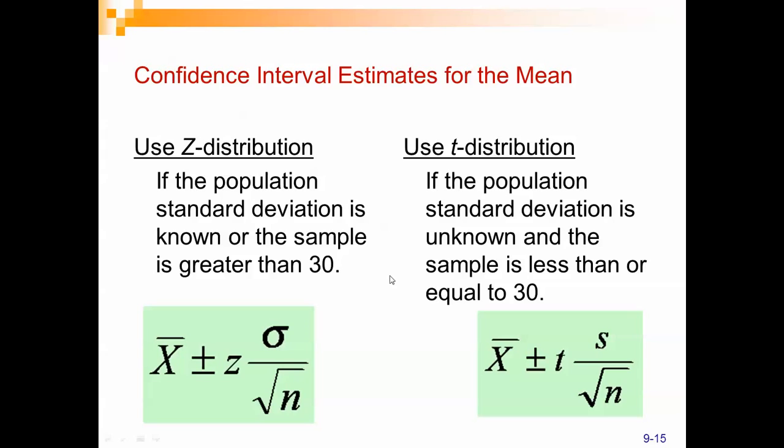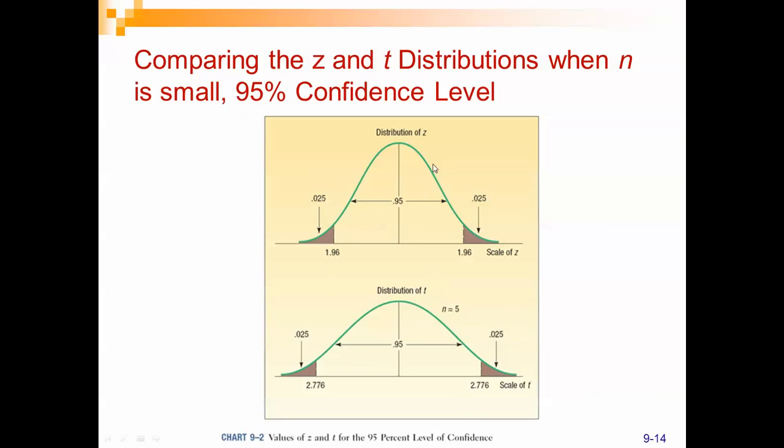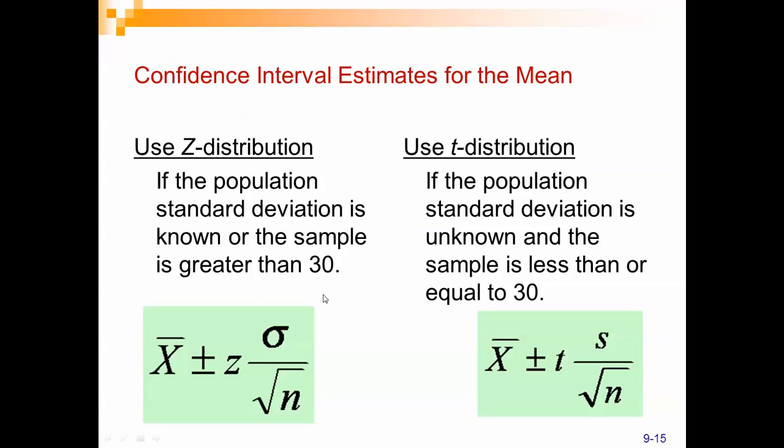So if the population standard deviation is unknown and the sample is less than or equal to 30, that's when we would want to use the t distribution. If the population standard deviation is known, or we have a sample size that's greater than 30, we can use the z distribution. So again, remember, when we get larger n, it gets closer to the z distribution, and 30 is the number that statisticians tend to agree on is acceptable to transition over to using the z distribution, because your t-distribution is close enough to the z-distribution at that point.